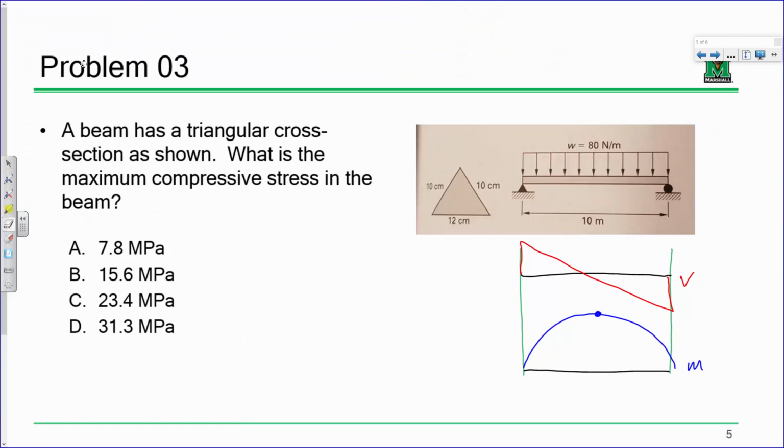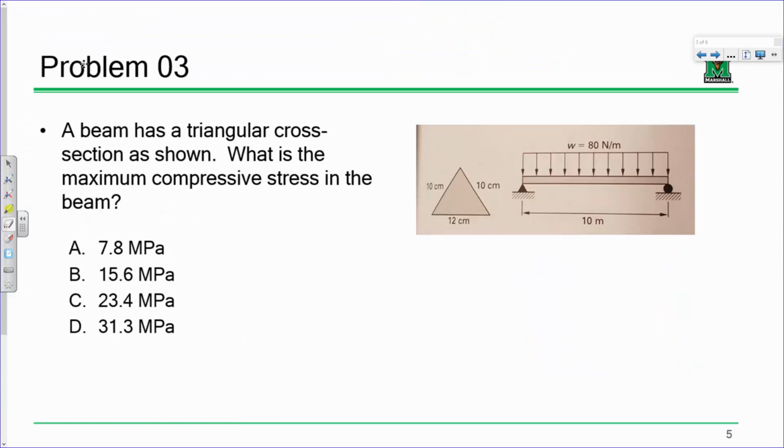All right, so I'm going to erase this. Right off the bat, up top, I'm going to do the same thing: force is in newtons, length is in meters. What are our fundamental formulas going to be? We know that sigma is My over I. We know our M max is going to be WL squared over 8. That's easy. Now, what about the moment of inertia and y?